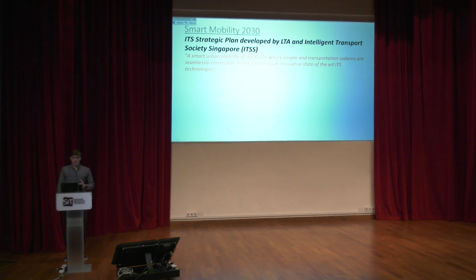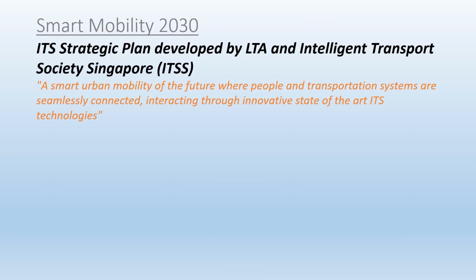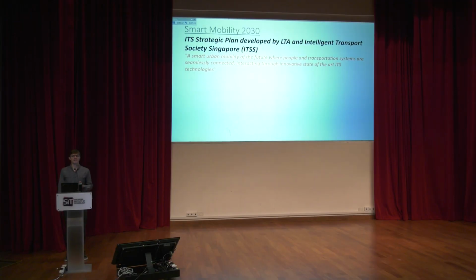One more example I would like to give you from Singapore is the Smart Mobility 2030. It is a strategic plan developed by LTA, the Land Transport Authority, and Intelligent Transport Society Singapore, the ITSS. What Smart Mobility 2030 basically describes is a smart urban mobility of the future where people and transportation systems are seamlessly connected, interacting through innovative state-of-the-art ITS technologies, ITS standing for Intelligent Transportation Systems.